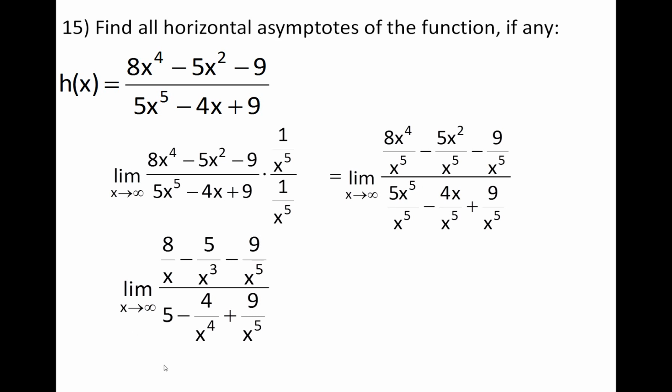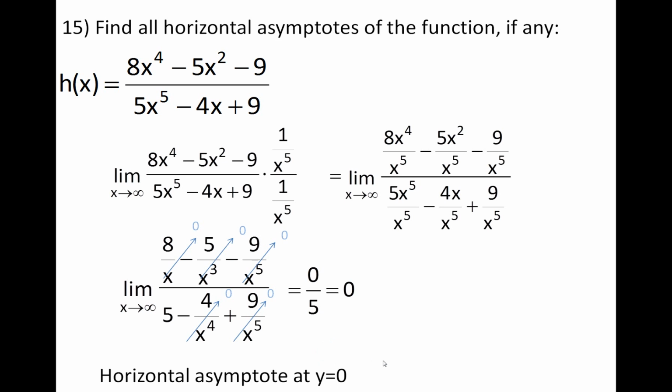So what happens as x goes to infinity? Well, like before, as x gets large, this ratio goes to 0, this ratio goes to 0, also goes to 0, and the other ratios as well all go to 0. So in the limit, you end up with 0 over 5 or 0. So we have a horizontal asymptote at y equal to 0.